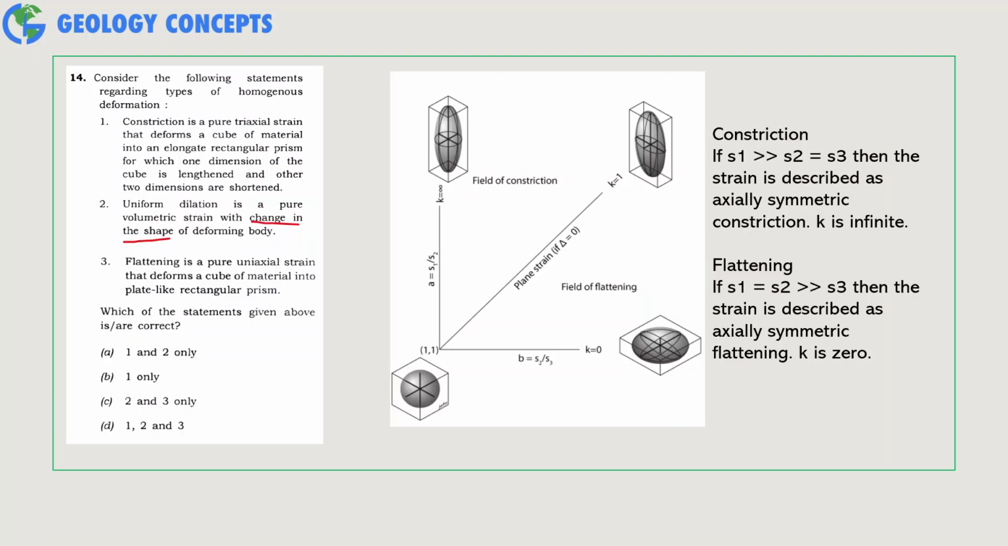Okay, so as you can see from this graph, constriction is a triaxial strain that deforms a cube into a prism, as you can see here. So statement 1 is correct. In uniform dilation, the volume changes but not the shape of the body. So statement 2 is incorrect. Flattening is also a triaxial strain. Hence statement 3 is also incorrect. So option B will be the right answer.